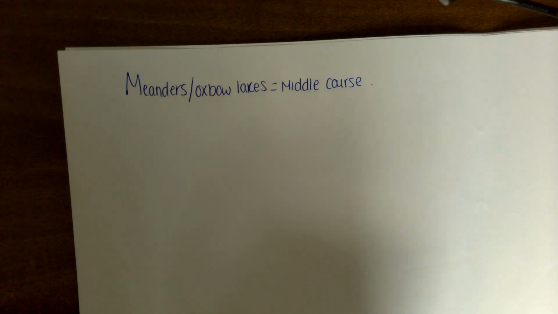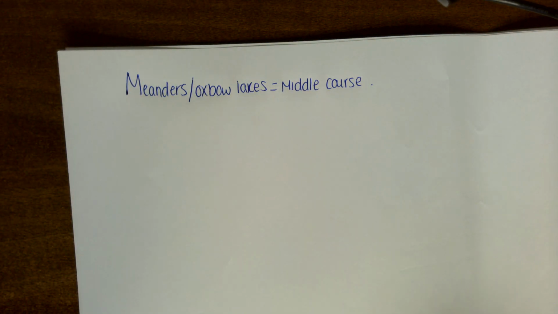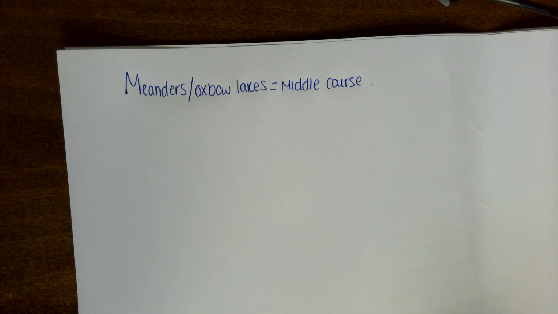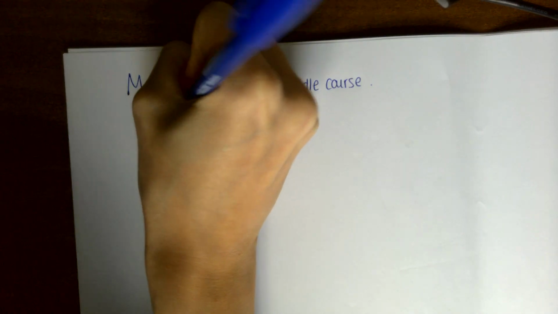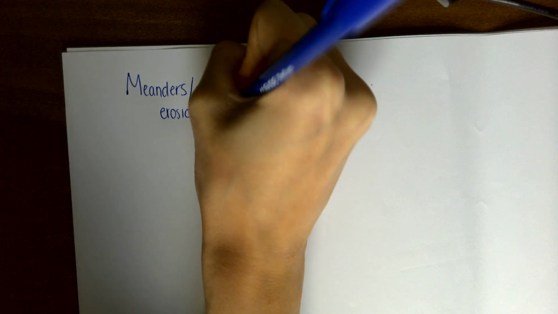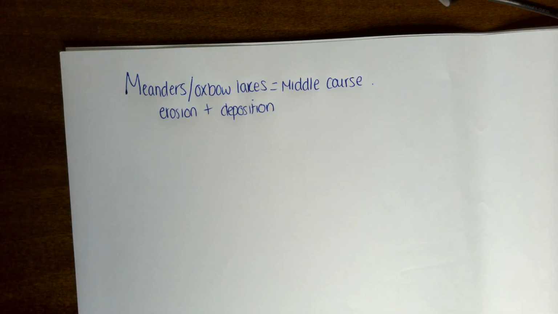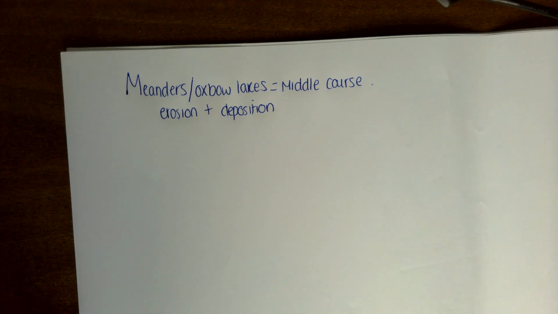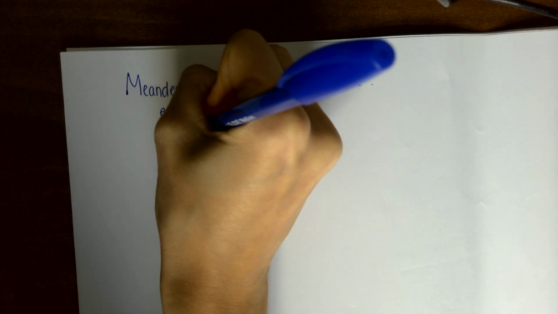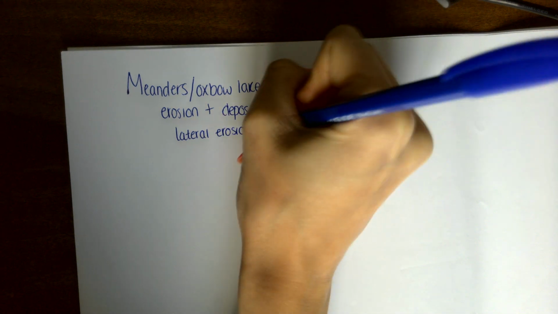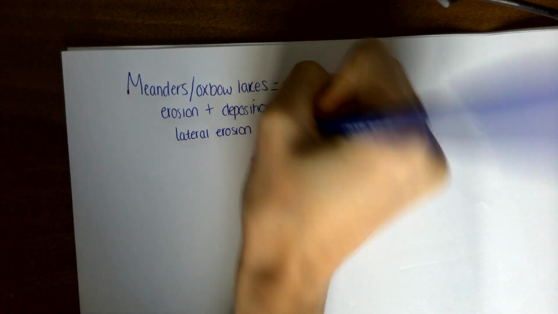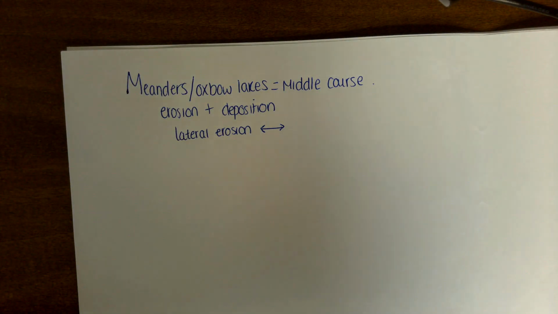Okay, so we're going to look at meanders and oxbow lakes now, which we find on the middle course of the river. This is formed from erosion and deposition, so it's formed from both of them. We'll find them on the middle course because our river is eroding laterally. So we have lateral erosion, which is another word for horizontal. So it's eroding that way, it's eroding outwards.